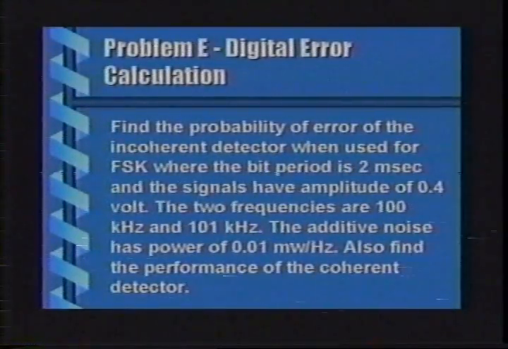You're told that the two frequencies used for the FSK are 100 kilohertz and 101 kilohertz. And you're given the power of the additive noise. We assume the additive noise is white Gaussian noise, and you're told it has a power of 0.01 milliwatts per hertz. So for each 1 hertz bandwidth, the power of this noise is 1/100th of a milliwatt. You're also asked to find the performance of the coherent detector, so you can compare the two.